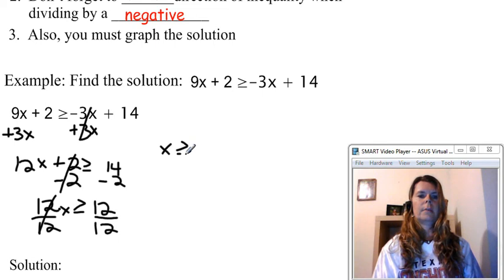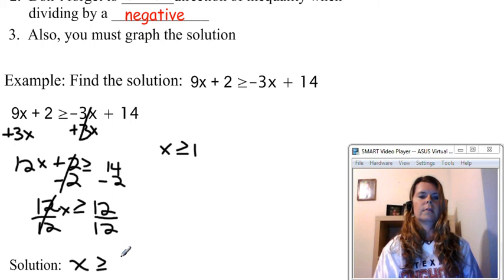Now, it might be an instinct to say, well, what happens if we cancel these 12s? Well, because there's nothing left with these, you don't cancel them. You just take 12 divided by 12, which is 1. And that's your solution. So that would go down here. X is greater than or equal to 1.